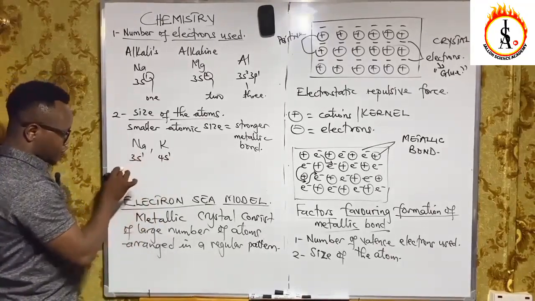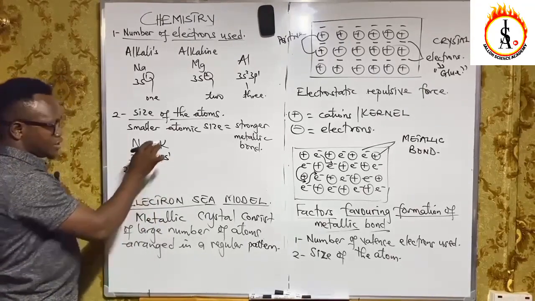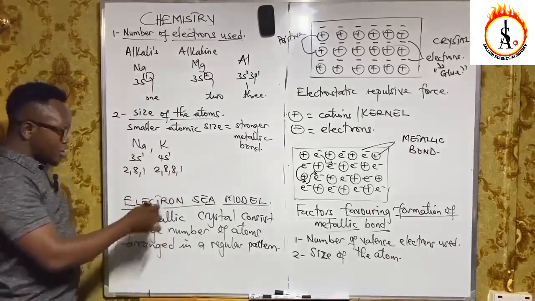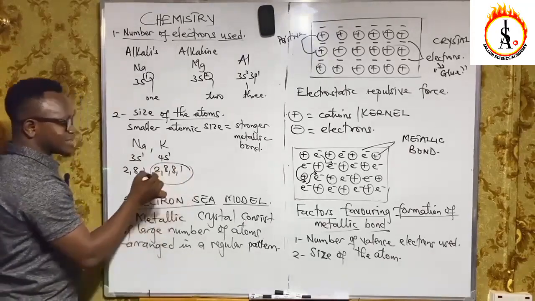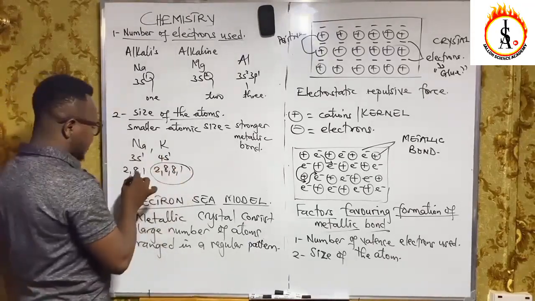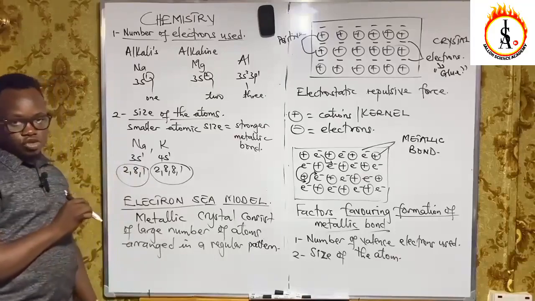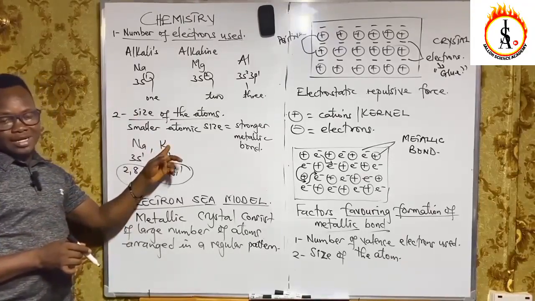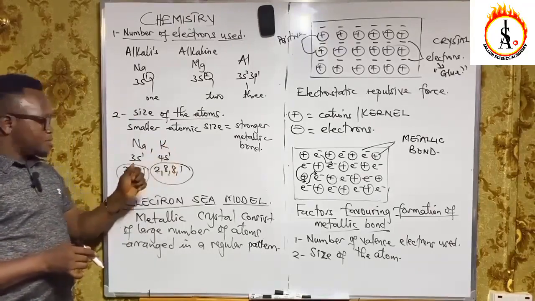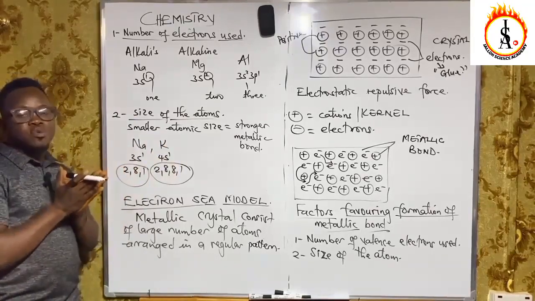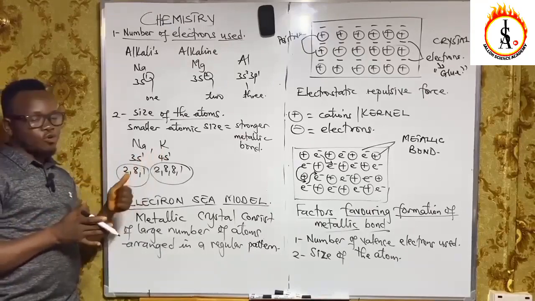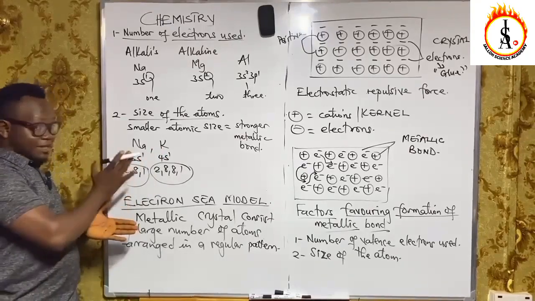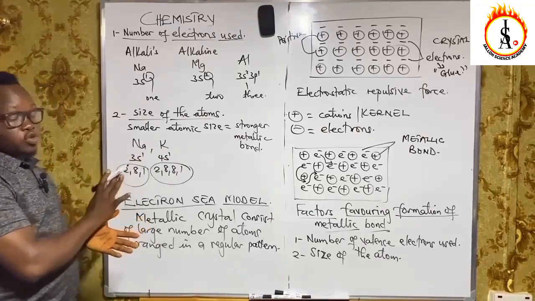But you look at the configuration of sodium is 2, 8, 1. Potassium is 2, 8, 8, 1. So meaning the atomic size of potassium is bigger than the atomic size of sodium. In that regard, the metallic bonds in sodium becomes much stronger than the metallic bond in potassium, because sodium has a smaller atomic size when compared to potassium. So the metallic bond in sodium is much stronger.